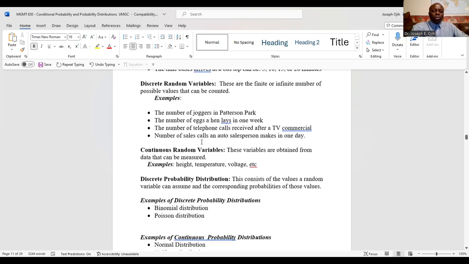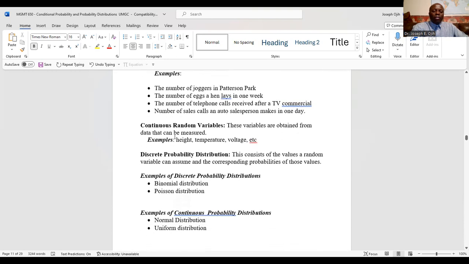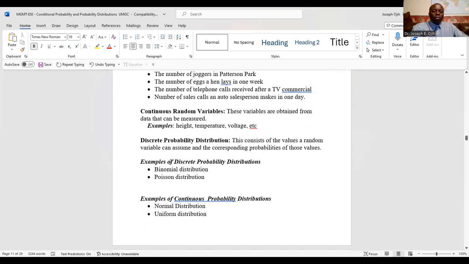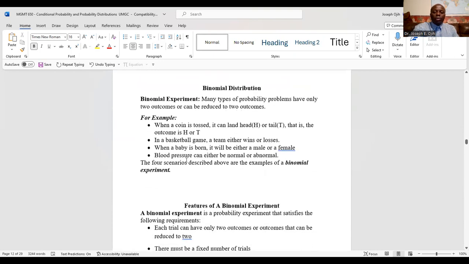So when we talk about probability distribution, we are looking at continuous probability distribution and discrete. What I'm trying to say here is that we have the discrete type and the continuous type. For the discrete type, we'll be looking at binomial distribution and Poisson distribution for this class. And for the continuous type of probability distribution, we're looking at only the normal distribution. Let's start with the binomial.